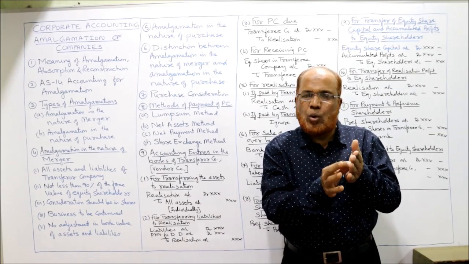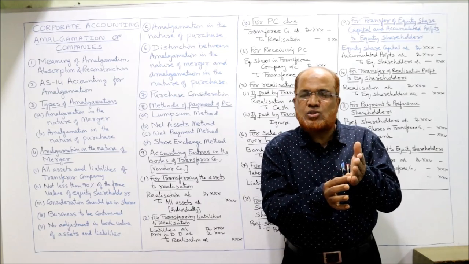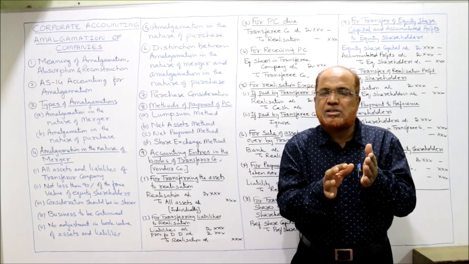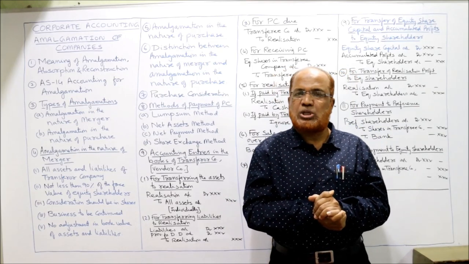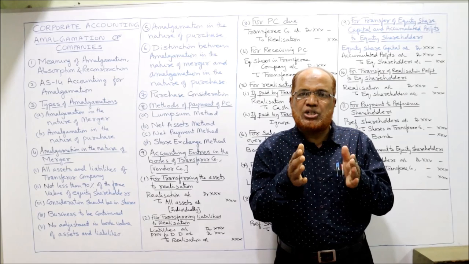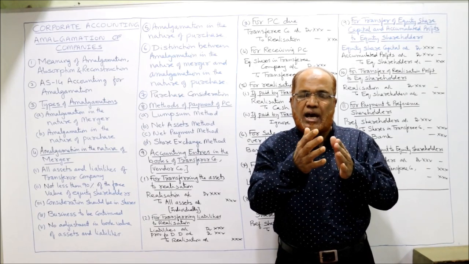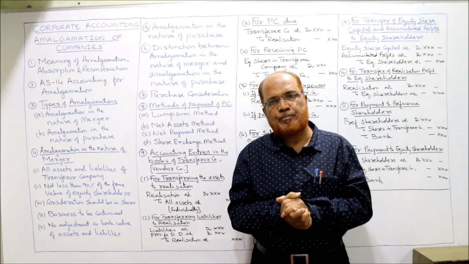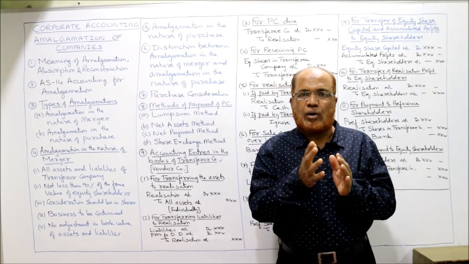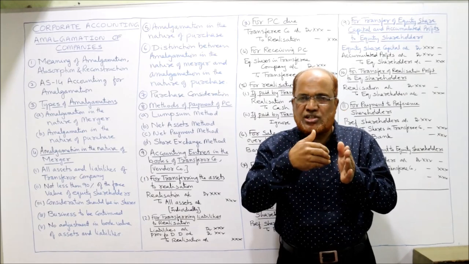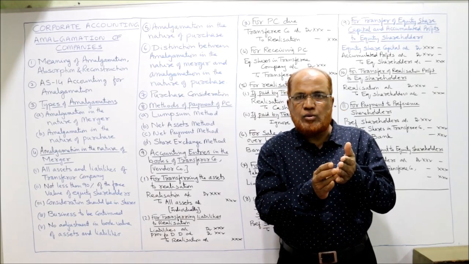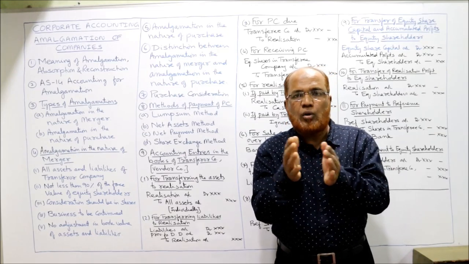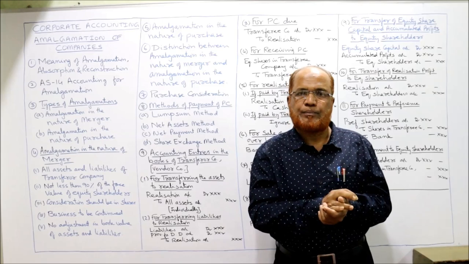Example, XYZ is an old company. The state of affairs of this old company is not good. That means the financial position of the company is not properly disclosed in the balance sheet. The balance sheet is showing accumulated losses and other assets are not truly reflected in the financial statement. Now, the company is wound up. All the fictitious assets will be removed. Other assets will be brought to the true value. Then a new company is formed, XYZ new company.